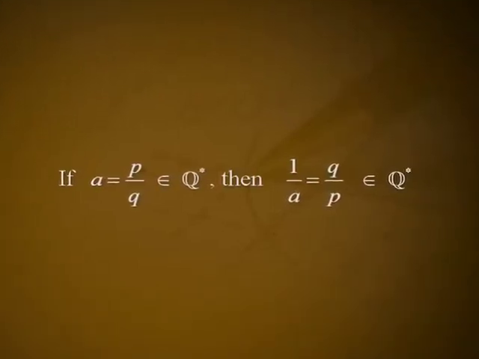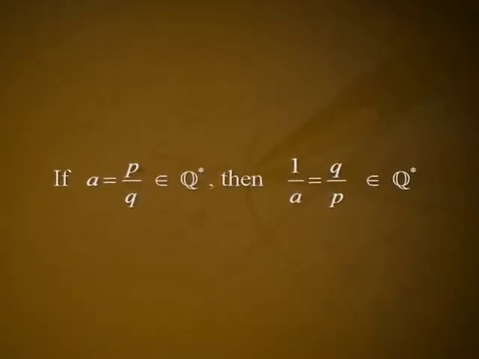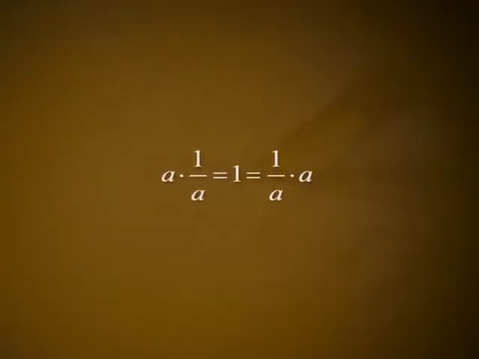G2. The number 1 belongs to Q star such that 1 times a is equal to a times 1 for every a in Q star. Therefore, 1 is the identity element in Q star for the operation multiplication. G3. If a is equal to p by q belonging to Q star, then 1 by a is equal to q by p belonging to Q star such that a times 1 by a is equal to 1 by a times a. Thus, for every non-zero rational number, there exists a multiplicative inverse in Q star. Therefore, Q star is a group under multiplication.